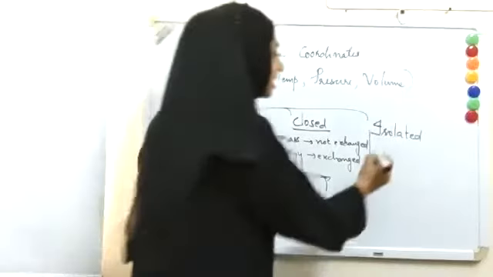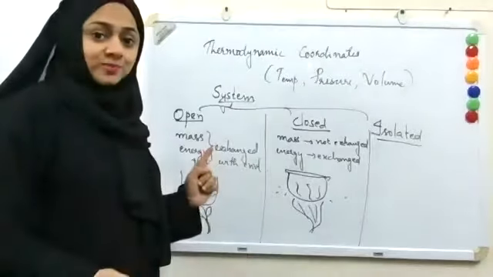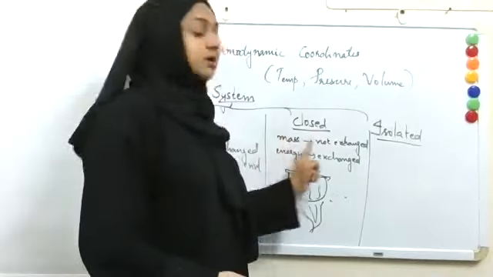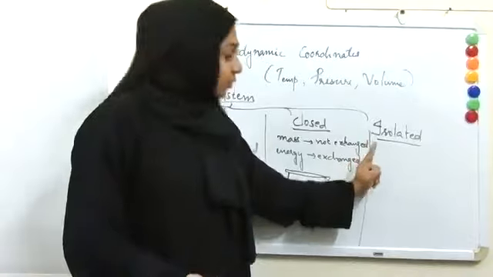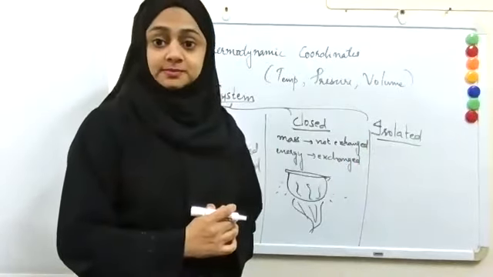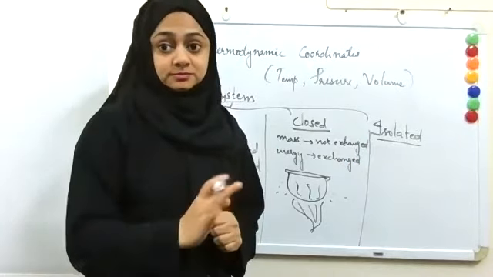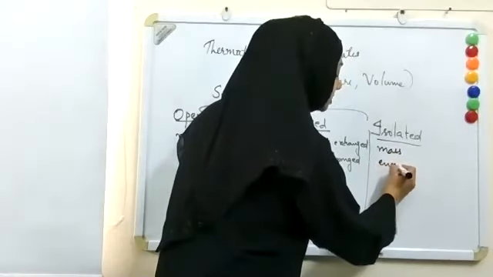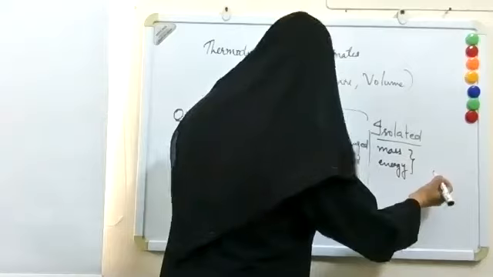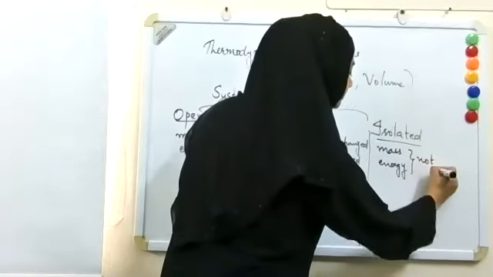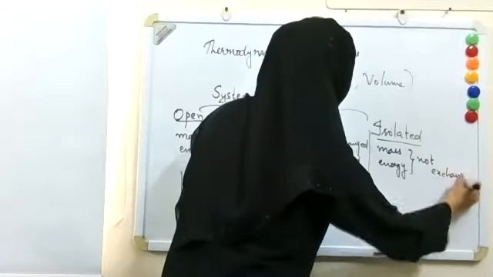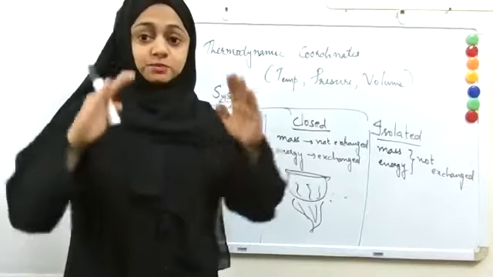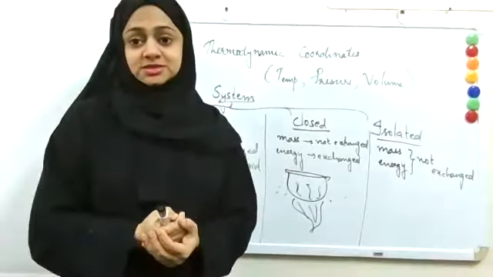Now, what is meant by isolated system? Can you guess now? In open, both mass and energy are exchanged. In closed, mass is not exchanged, energy is exchanged. What about isolated system? Here, mass and energy, both of them are not exchanged. Yes, both mass and energy are not exchanged. Can you give me an example where both mass and energy are not exchanged?